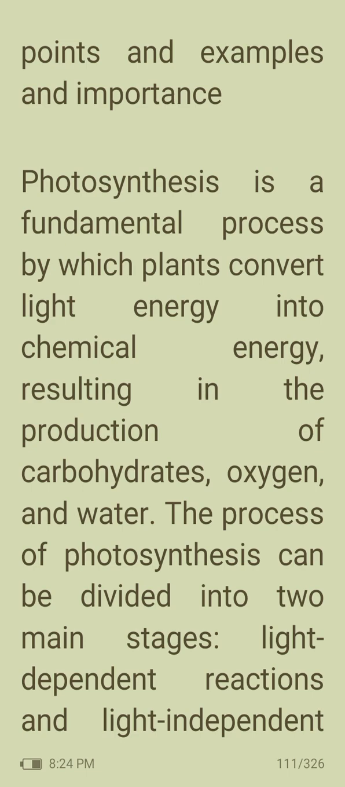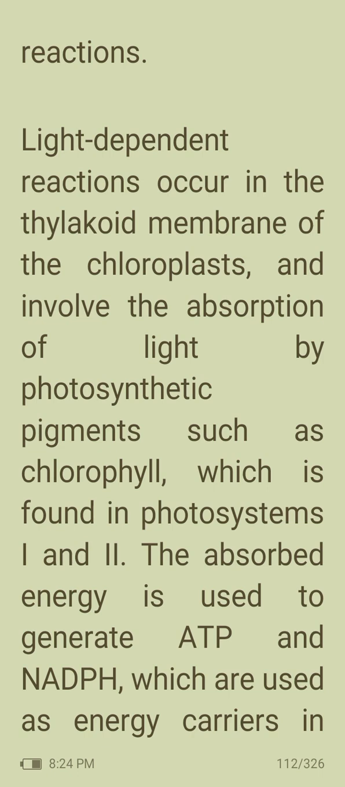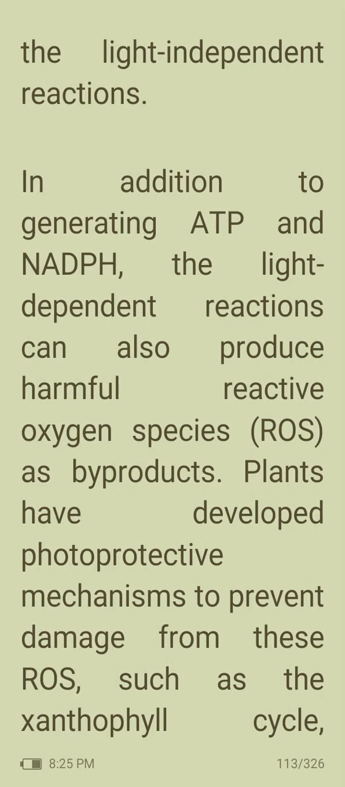oxygen, and water. The process of photosynthesis can be divided into two main stages: light-dependent reactions and light-independent reactions. Light-dependent reactions occur in the thylakoid membrane of the chloroplast and involve the absorption of light by photosynthetic pigments such as chlorophyll, which is found in photosystems 1 and 2. The absorbed energy is used to generate ATP and NADPH, which are used as energy carriers in the light-independent reactions.